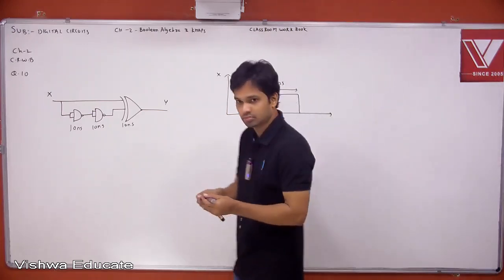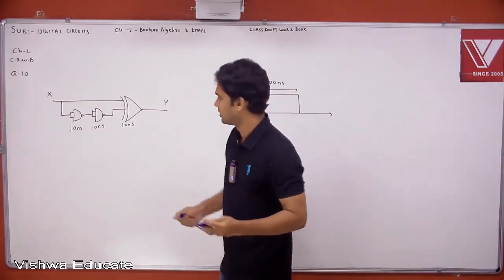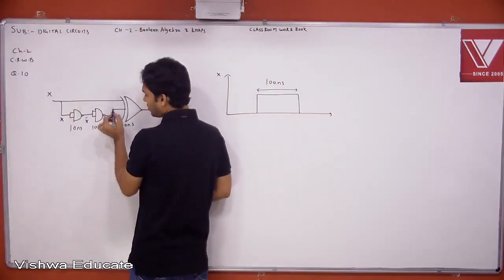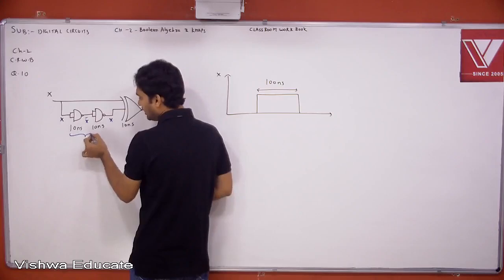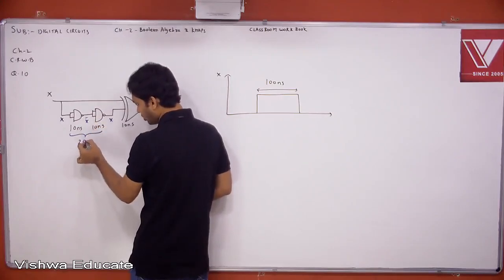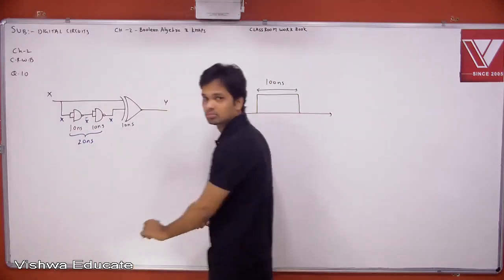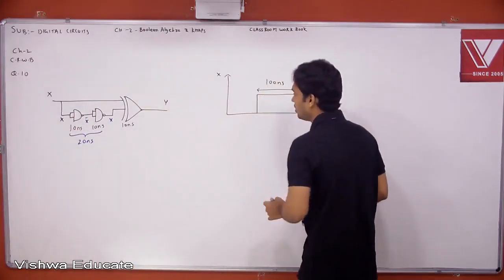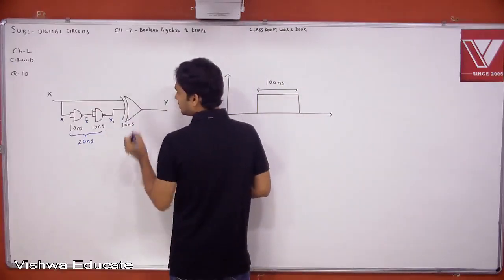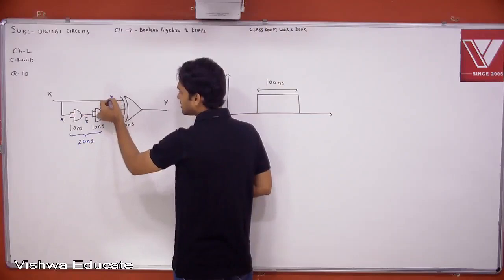Here, if we take X, what is this X bar? Again X bar whole bar is X. But in between there is a delay of 10 plus 10, how much? 20 nanoseconds. Okay. So let us take it as some X1. This is X and this is X1.